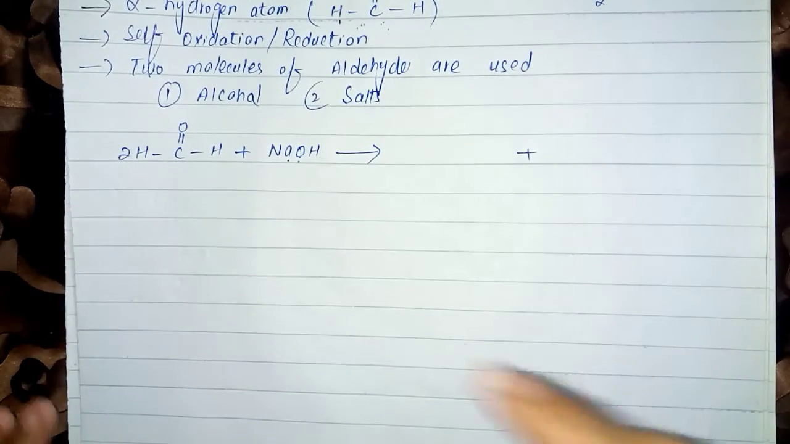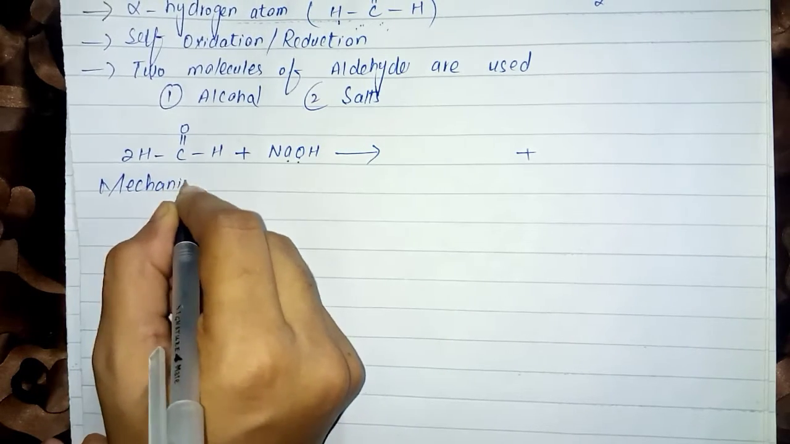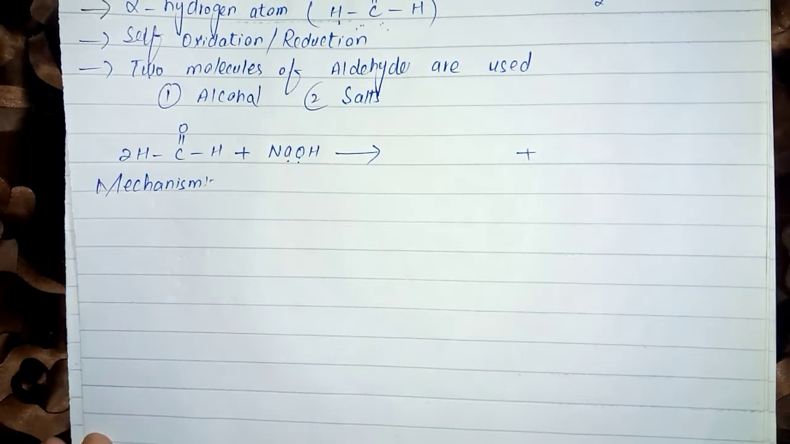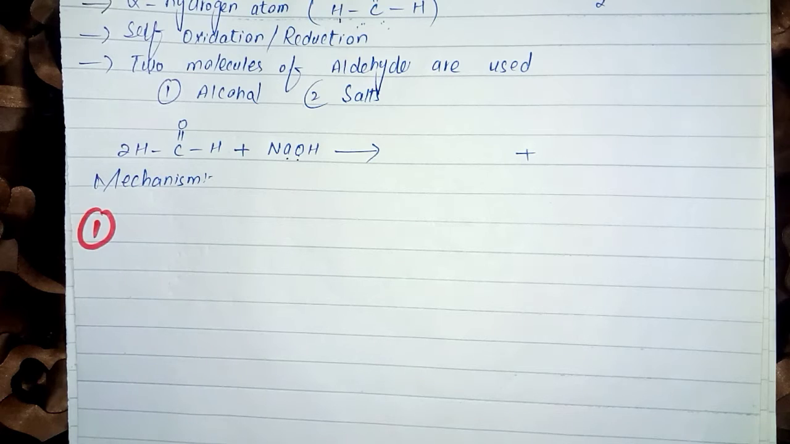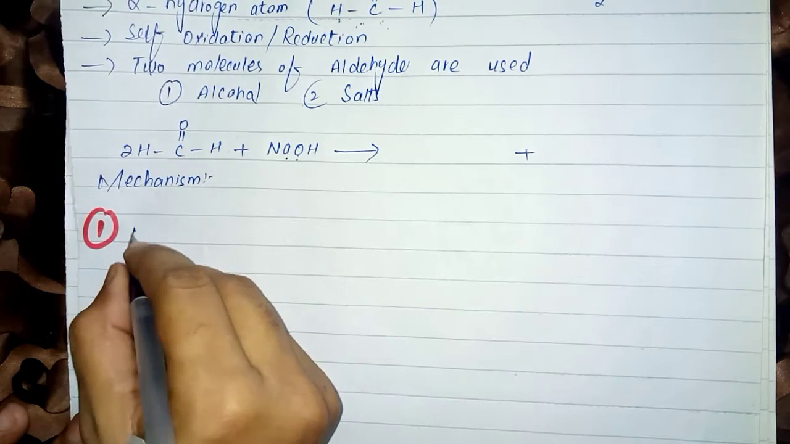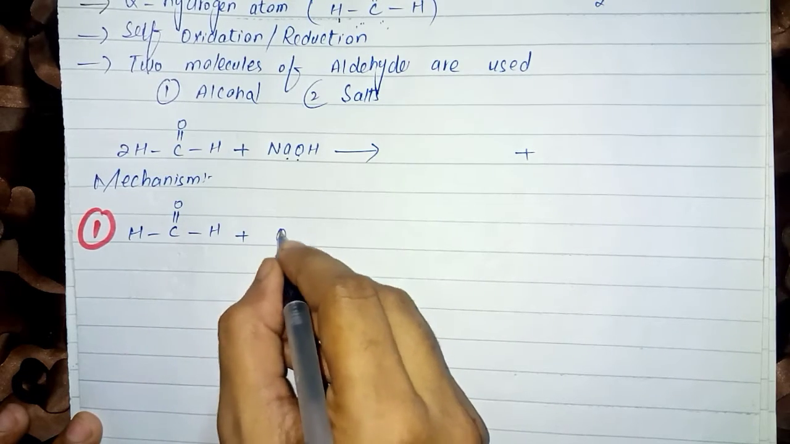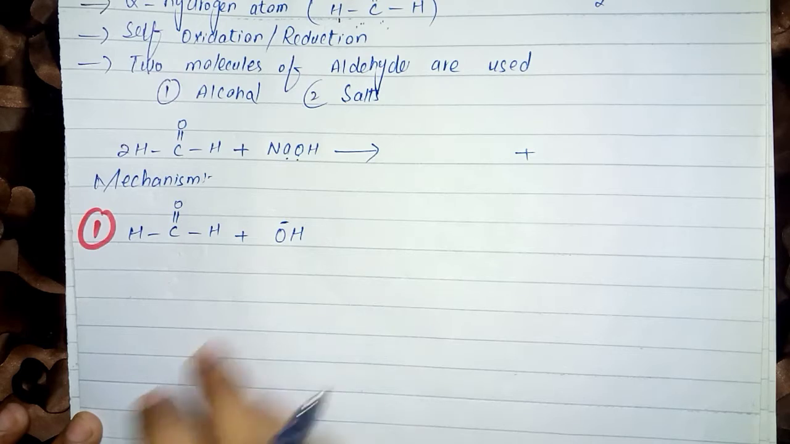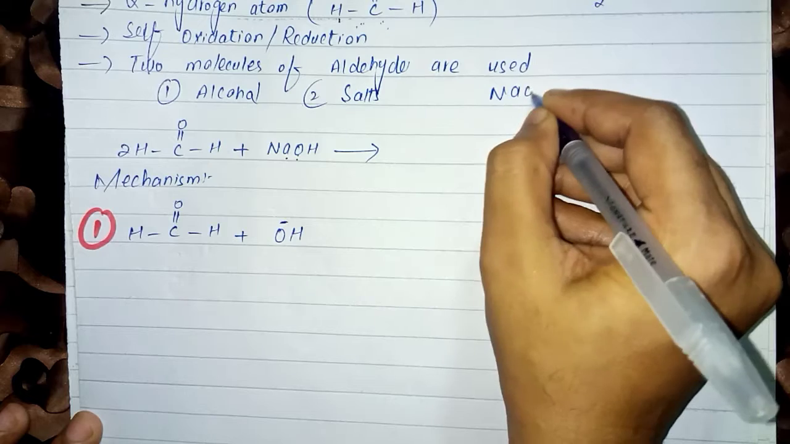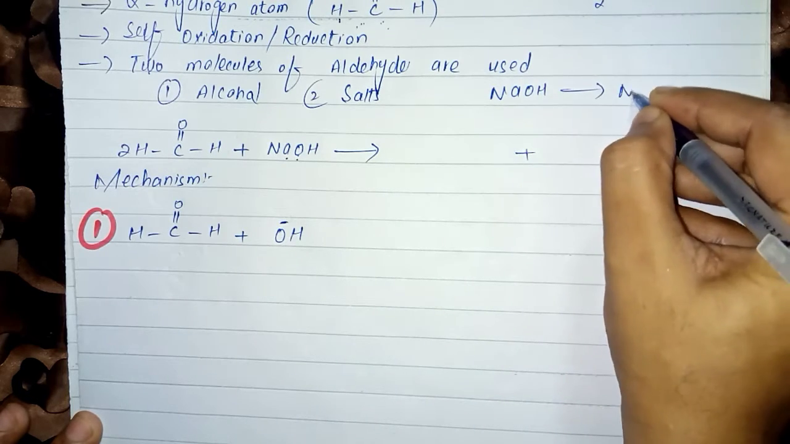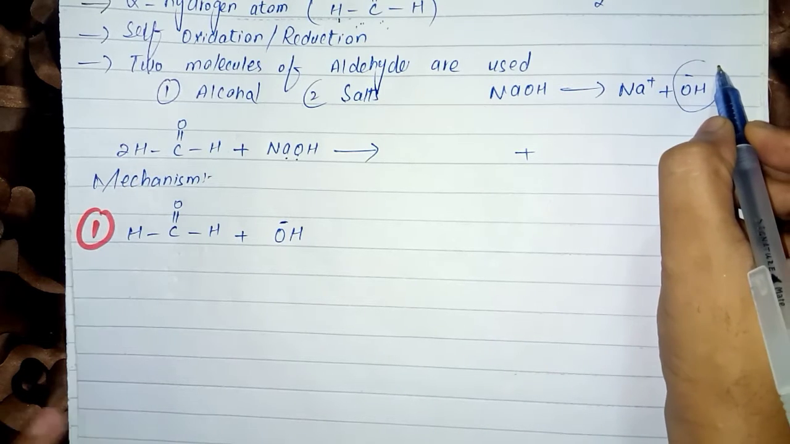Okay. Now it's time to write the mechanism of the Cannizzaro reaction. So this is called the mechanism. In the first step, you can write step 1 here. In the first step, one molecule of formaldehyde reacts with the hydroxide ion. So how do we generate this hydroxide ion? We know that sodium hydroxide after dissociation produces Na positive and OH negative. These hydroxide ions act as a nucleophile.